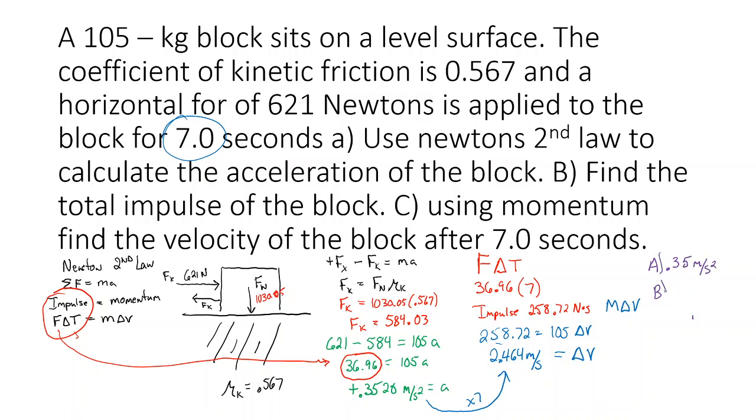For B, it says find the impulse. So the impulse is going to be 260 Newton seconds. And C, it says find the final velocity: 2.5. Now, no matter what rounding rule I'm using, I'm getting the same thing. No matter how I rounded, both times I'd get the same answer, even though they're a little bit different. So, okay. All right.